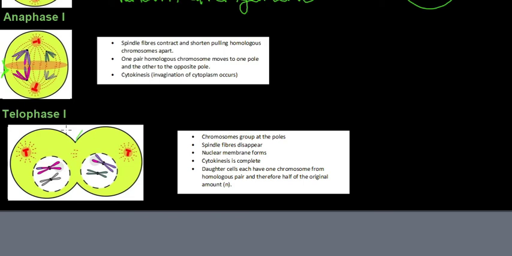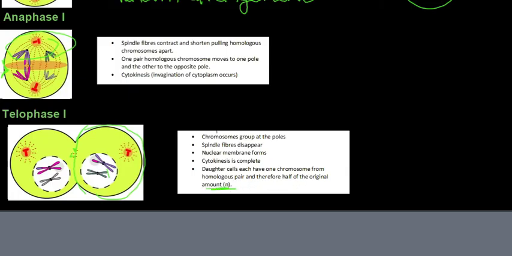Now telophase one, which is the last part of meiosis one. What happens is those chromosomes that were pulled to opposite poles now group at each of their poles. Then those spindle fibers that were between the centrioles start to disappear. A nuclear membrane starts to form around these chromosomes, and then cytokinesis at the end of telophase will be complete. So we'll have two round cells, each with the same amount of genetic material. The daughter cells each have one chromosome from the homologous pair and therefore have half the amount.